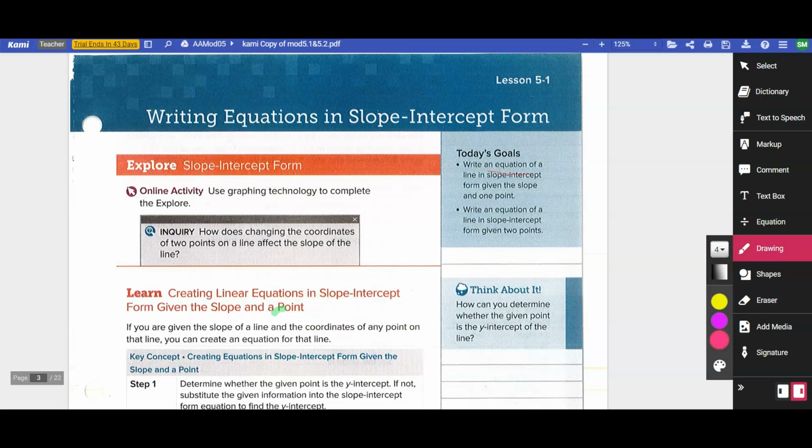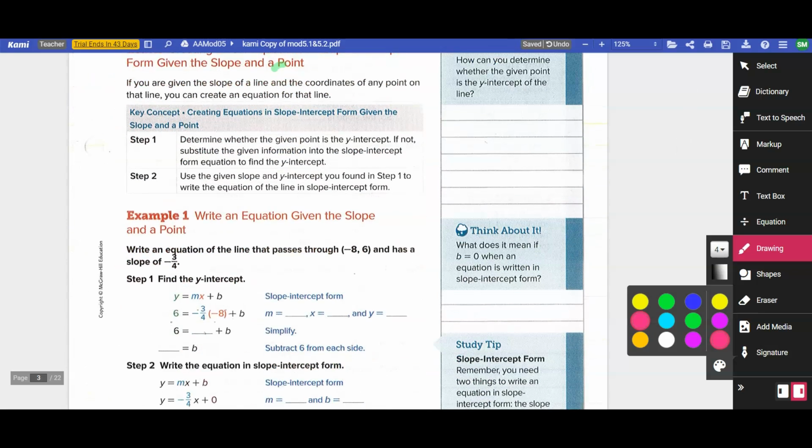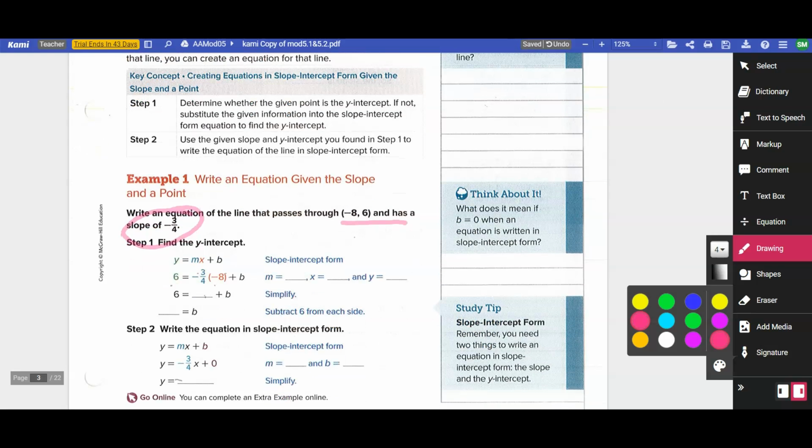Okay, here we go. 5.1, writing equations in slope-intercept form. What that means is we're going to take whatever equation we have, and we're going to write it in slope-intercept form. Should be easy, right? I'm going to give you one ordered pair and give you a slope. You're going to write it into slope-intercept form. That's all you have to do. That's it.